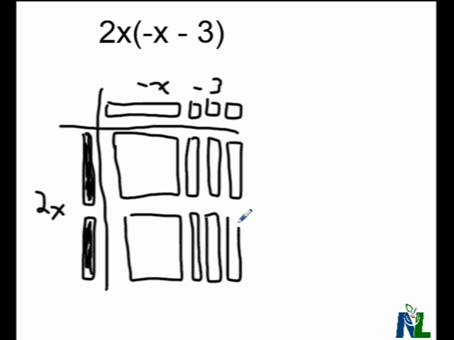So now my area is equal to my width times my length, and I've modeled it out. So it's going to be 2 of my negative x squared tiles, so negative 2x squared. And I have 1, 2, 3, 4, 5, 6 negative x tiles, so minus 6x. So simplified, this is the product of 2x multiplied by negative x minus 3, and this is what it looks like using algebra tiles.